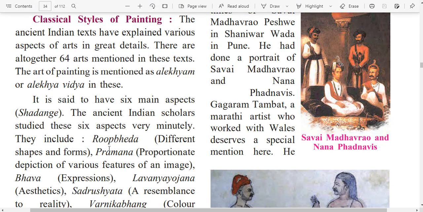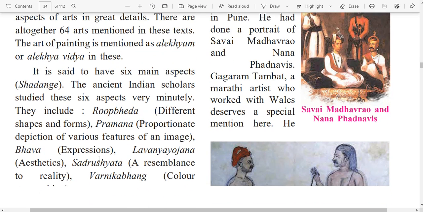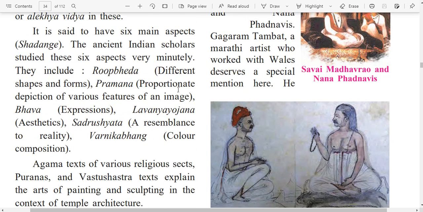They include Rupabheda, different shapes and forms; Pramana, proportionate depiction of various features of an image; Bhava, expressions; Lavanya Yojana, aesthetics; Sadrishyata, resemblance of reality; and Varnika Bhanga, color composition.